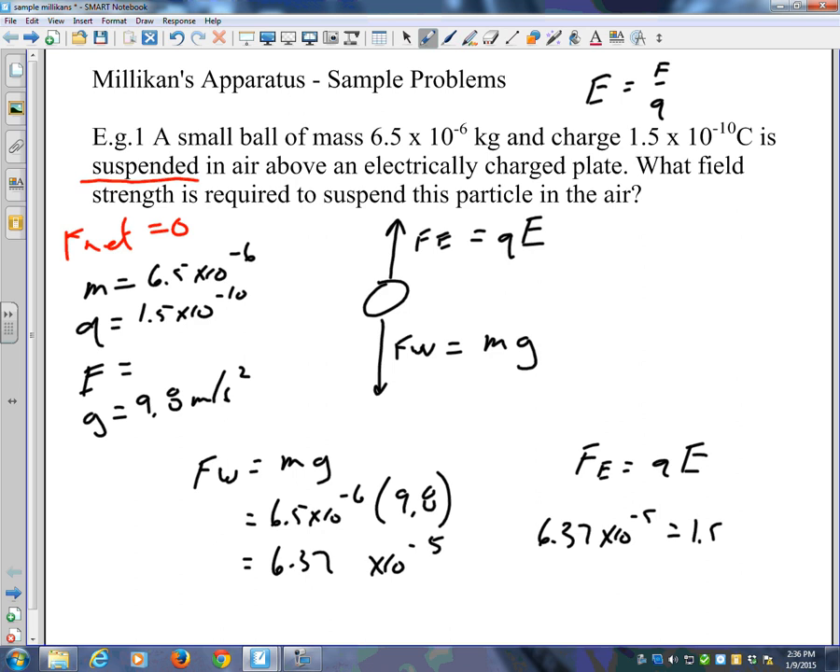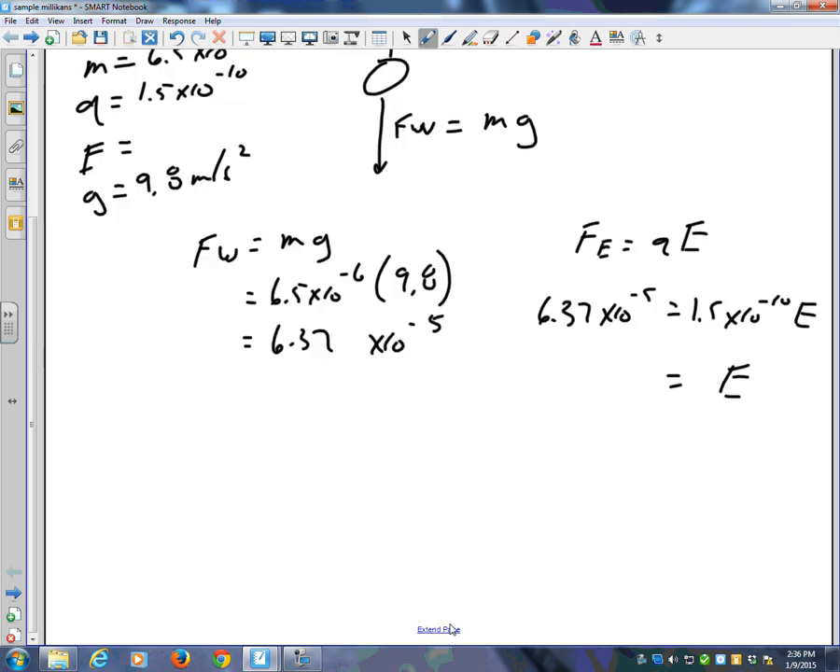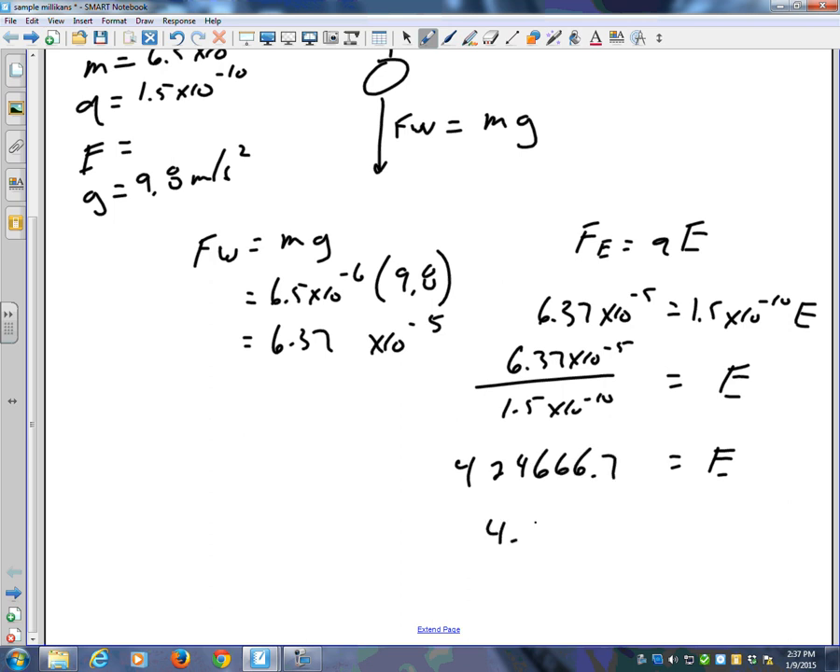The charge is 1.5 times 10 to the minus 10. And this is why I showed you all that scientific notation stuff before. So your electric field strength is 6.37 times 10 to the minus 5 all over 1.5 times 10 to the minus 10. Use your calculator properly. I get 424666.7 or 4.2 times 10 to the 5. And what do we measure E in? Newtons per coulomb.